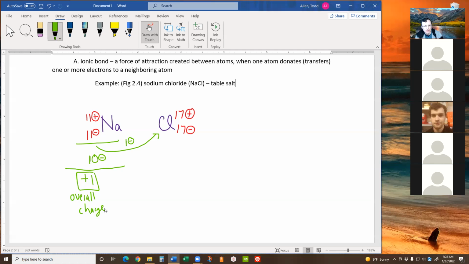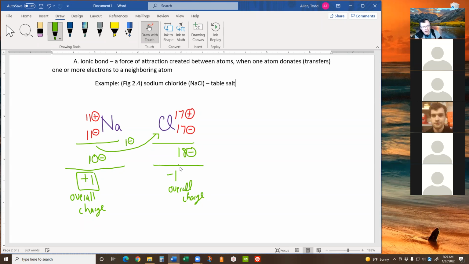Okay, good job, Alana. Stay with me here. Continuing with our line of reasoning, if chlorine accepts the electron from sodium, then how many electrons would chlorine have, Alana? 18. It would have 18. And so now, with this new circumstance, what would be the overall charge on chlorine? It would be like -1. Good job. Fantastic. Thanks for participating today. I really appreciate it.